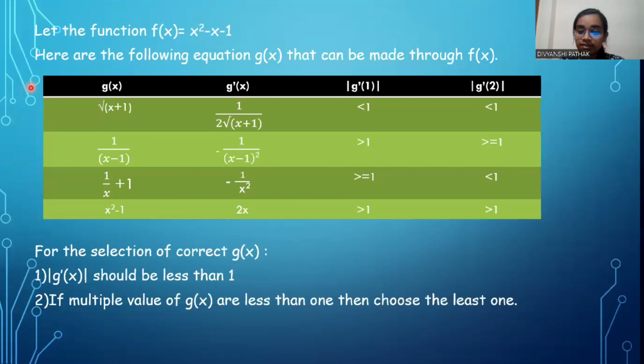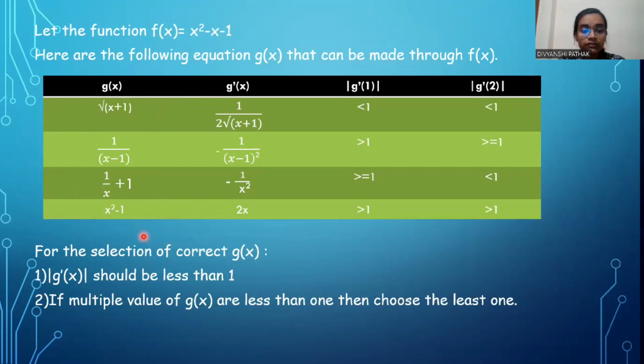Now, this is the table of g of x. G of x is nothing but a polynomial derived from f of x only. There are four possible g of x for the given function x squared minus x minus 1. The first g of x is square root of x plus 1. Second is 1 upon x minus 1. Third is 1 upon x plus 1. And the last one is x squared minus 1. We will also find the respective derivatives of all the g of x's.